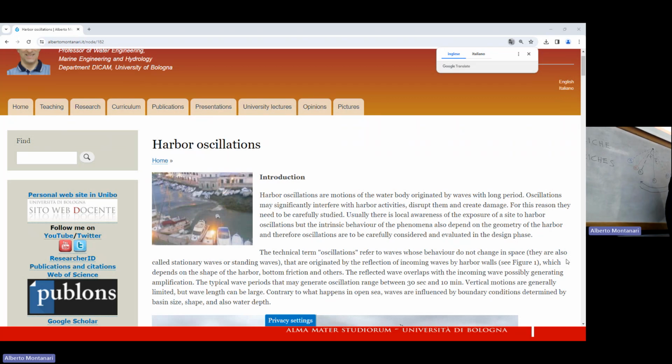So if the characteristic period of the ship is close or the same as the characteristic period of the waves entering into the harbor, then you may get an amplification of the movement up and down of the ship, which may break the mooring lines or may amplify the mooring forces. So we have to avoid the coincidence of these characteristic periods.